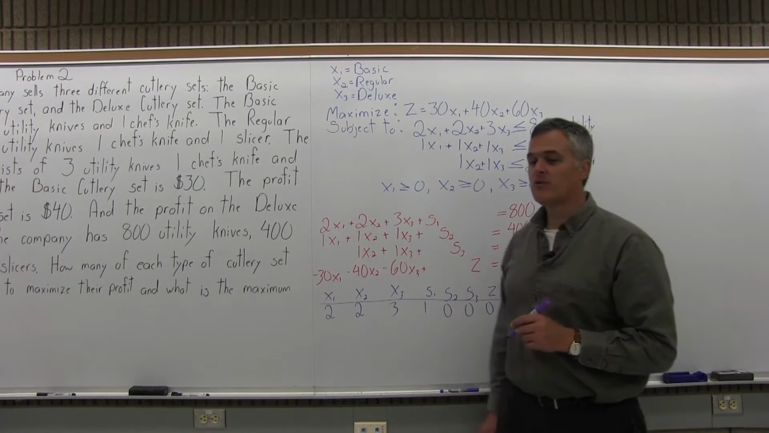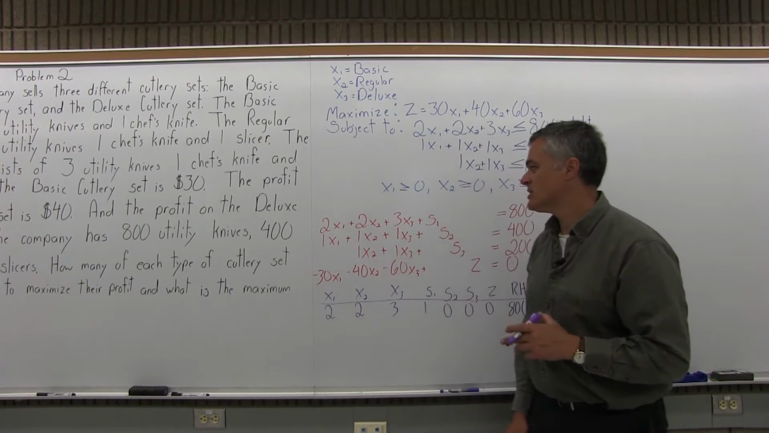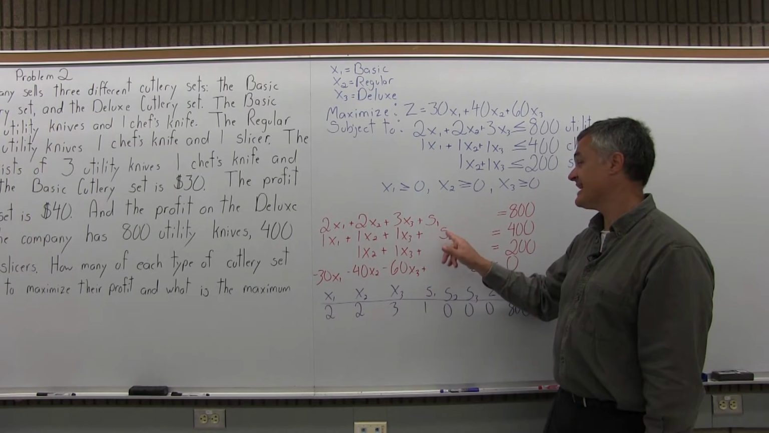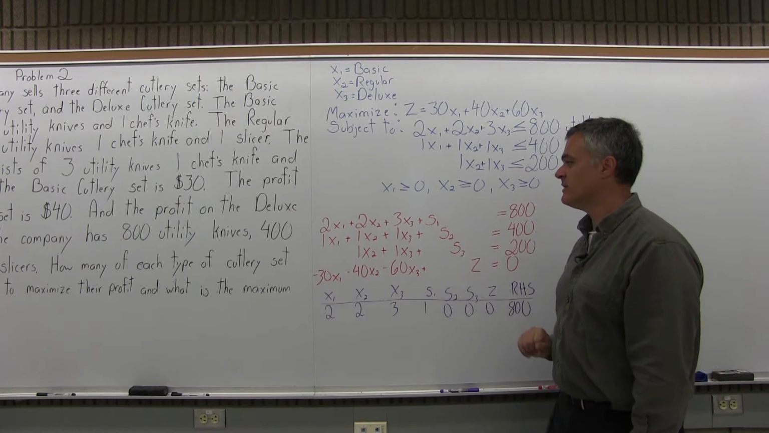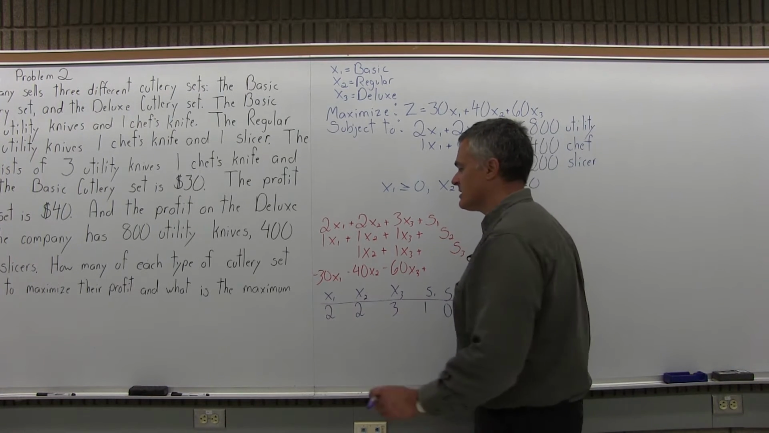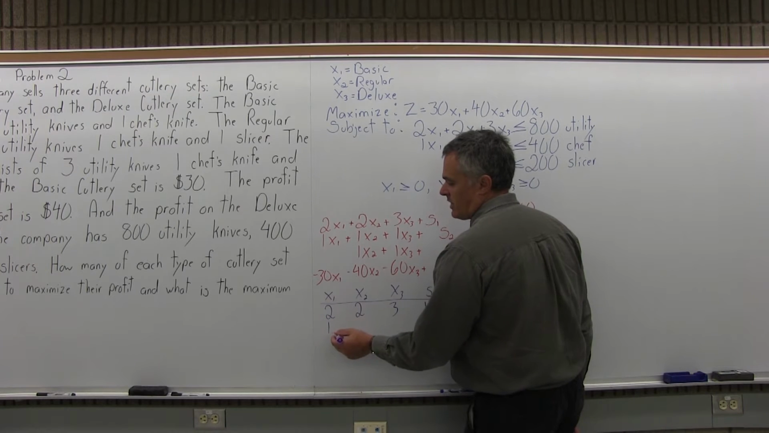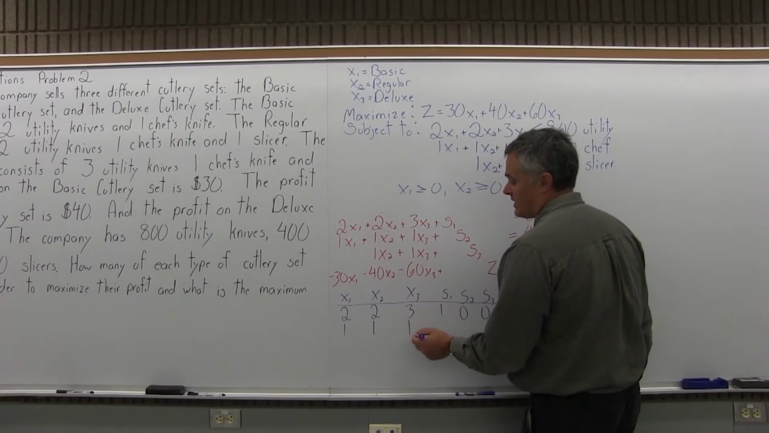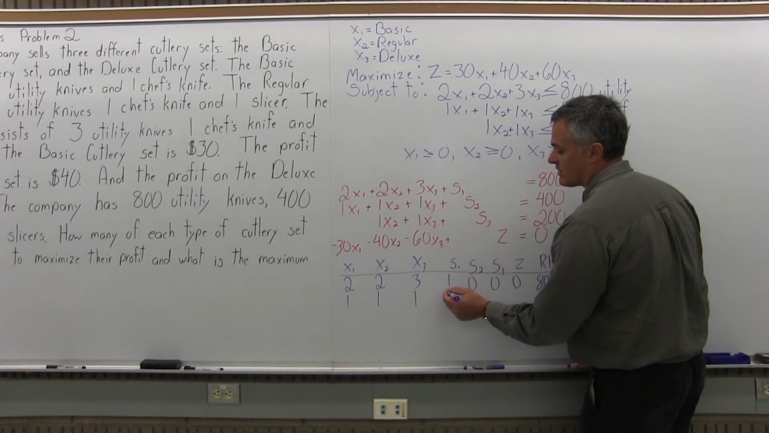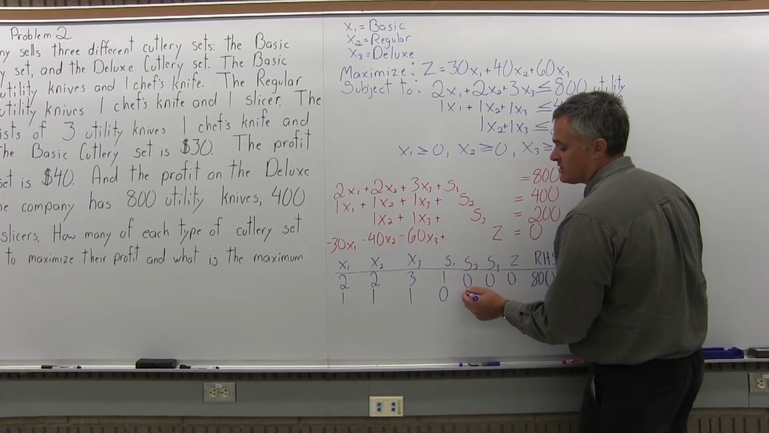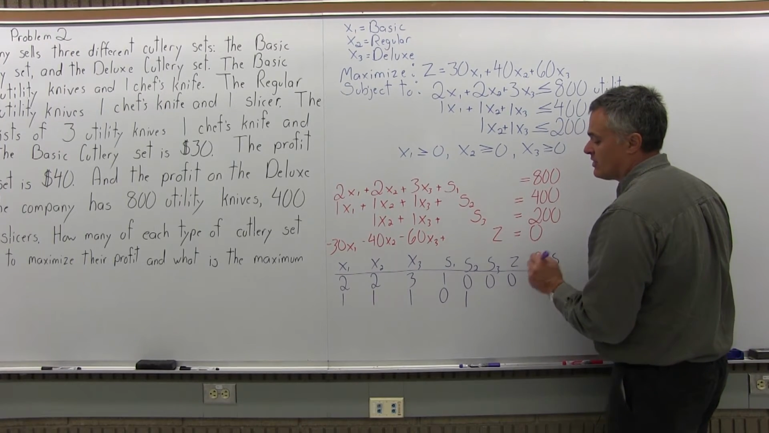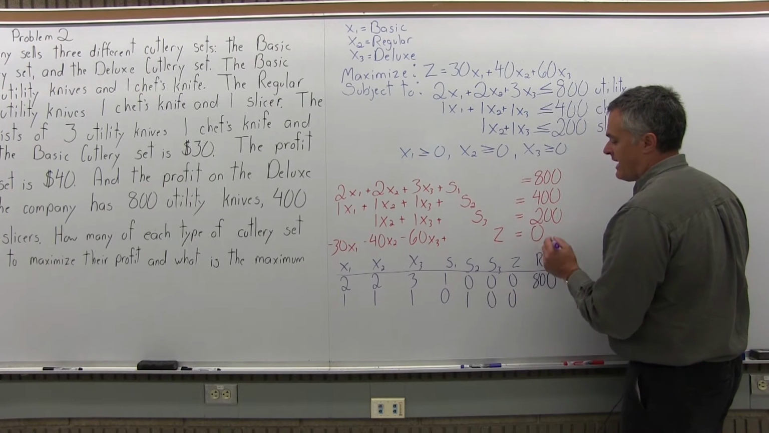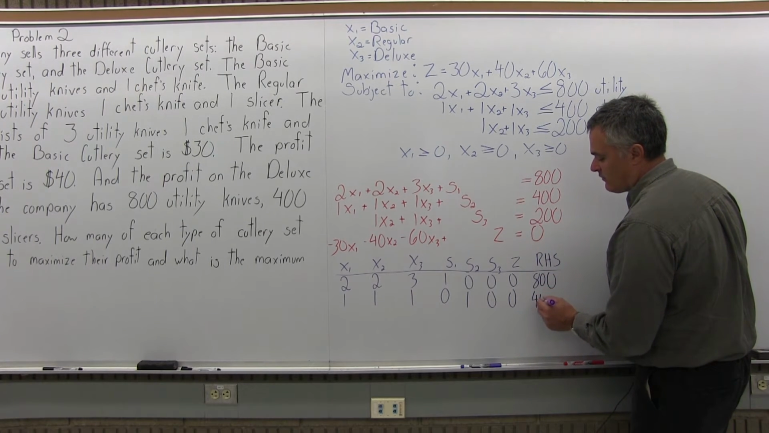Now the second row of my matrix is going to come from the second equation that I had written. The second equation was 1x1 plus 1x2 plus 1x3 plus S2 equals 400. So as I write the second row of my matrix, the x1 position will be a 1. The x2 position will also be a 1. The x3 position is yet another 1. The s1 position in the second row will be a 0. The s2 position will be a 1. The s3 position will be a 0. The z position will be a 0. And the right-hand side value will be 400.